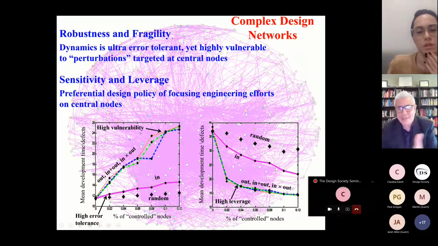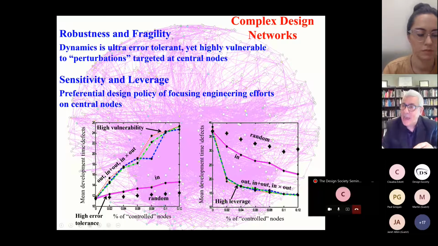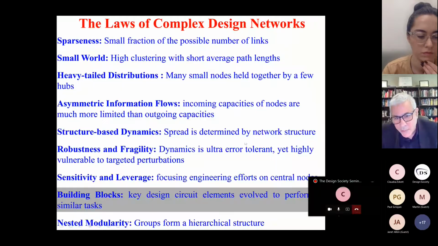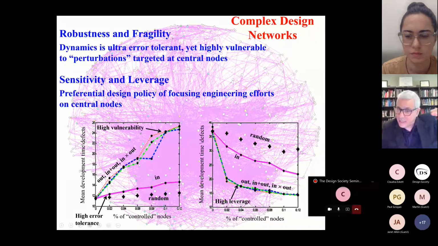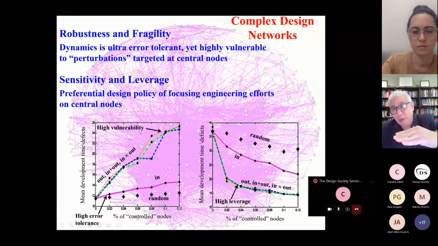On the other end, what is sensitivity and leverage? Well, you have a system, you can actually improve the design hubs, right? You can improve the design hubs, you can protect them, you can reduce the coupling relative to the neighbors. However, if you do it randomly, if you try to reduce the coupling of nodes randomly relative to the neighbors, then you see that there is an improvement. There is an improvement in the convergence time, right? It will go down, but it goes down very slowly.